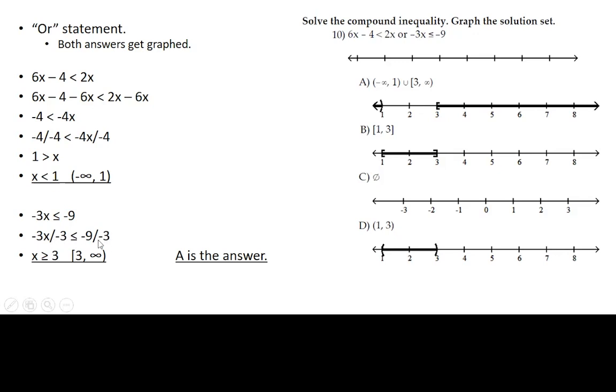Whenever we multiply by a negative or divide by a negative, we have to flip that sign. So x is greater than or equal to +3. That's the interval from 3 to infinity with a bracket at 3. It's a parenthesis at infinity because the infinities always take parentheses no matter what. Put them both on the same number line, and we get answer choice A here. Again, for you, maybe it was B, C, or D. But whichever one looked like this is the answer.